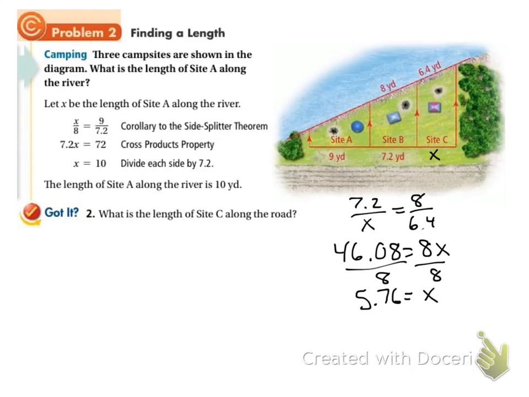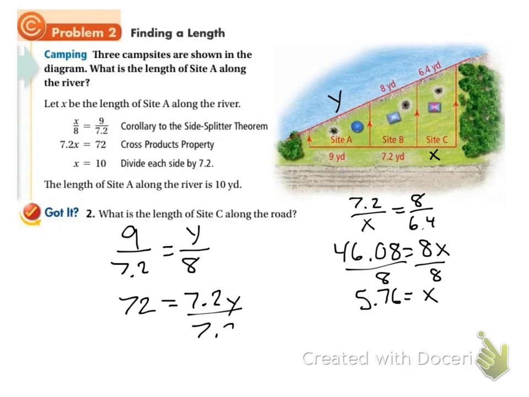And then I'm going to do the other one using these two and these two. So let's call that y. So 9 over 7.2 equals y over 8. 9 times 8, that's 72. And y times 7.2, that's 7.2y. Then I'll divide by 7.2. And I get that y is 10, so 10 yards.